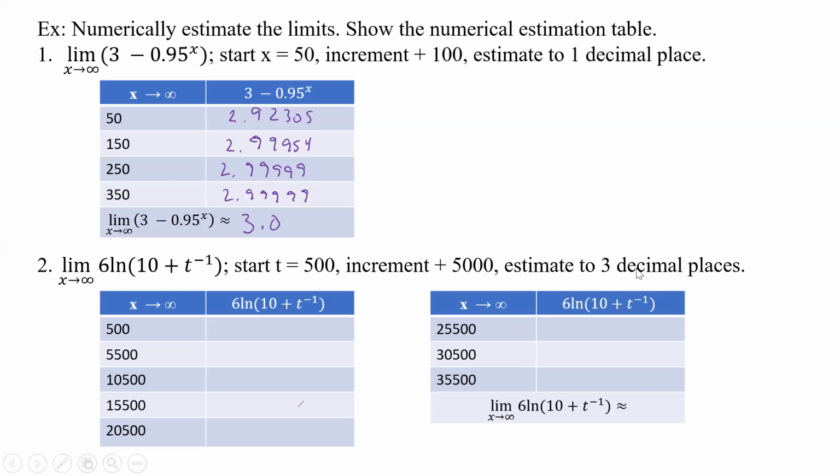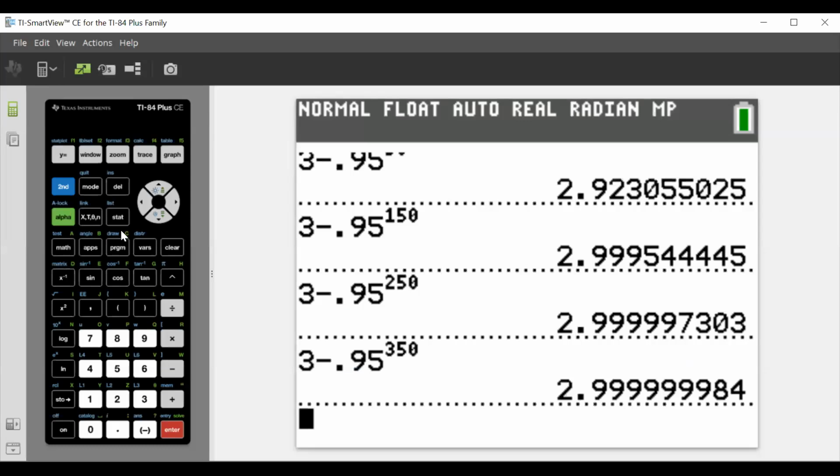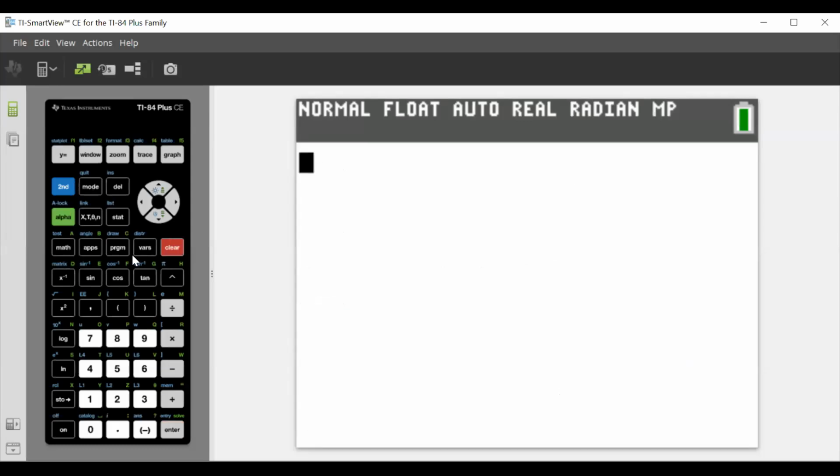All right, so the next one we want to estimate to 3 decimal places, so we'll want to use 4 decimal places. So let's go back to our calculator. Now let's clear this out. We're taking 6 times the ln of 10 plus, and now we had t, and we're starting with 500, and we're raising that to the -1. Let's delete this. 500 to the -1. That's better.